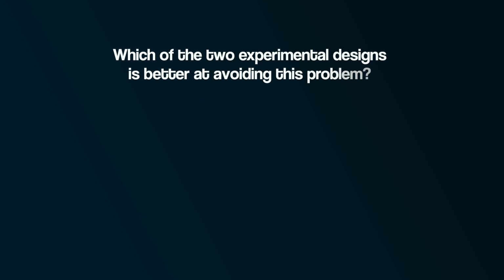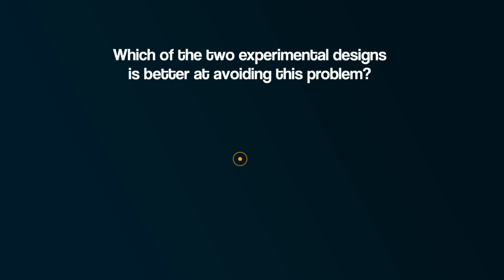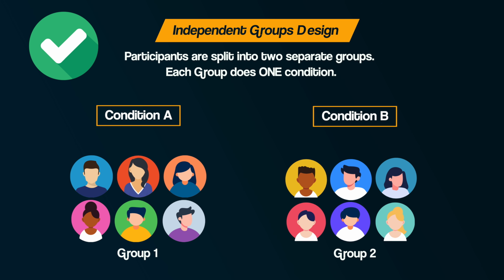So have a think which of the 2 experimental designs we've covered is better at avoiding this problem. The answer is an independent groups design, and this is because participants only ever see one condition of the study. Because of that, they're much less likely to work out what's going on, which makes their behaviour more natural.